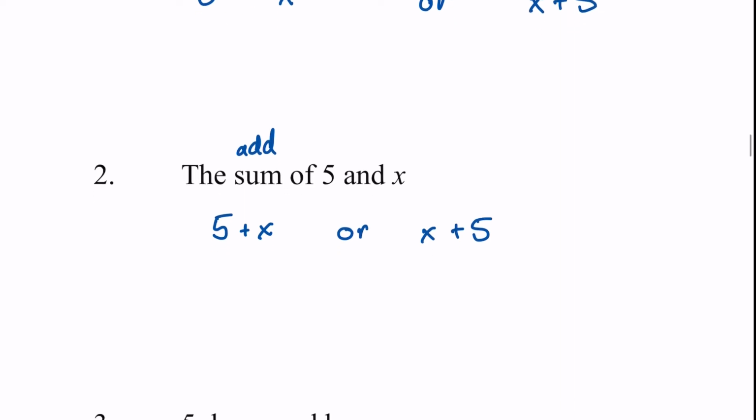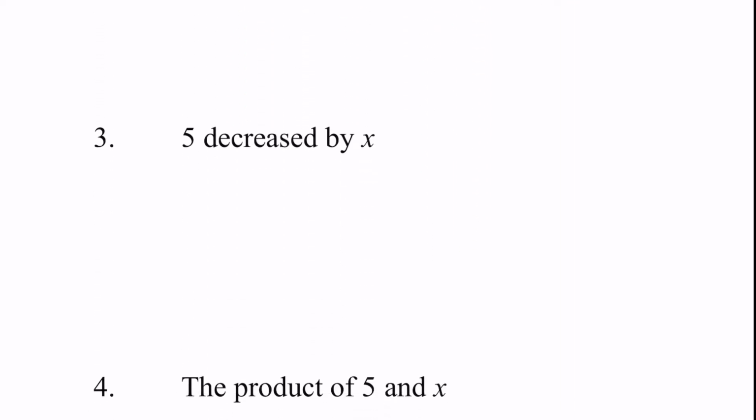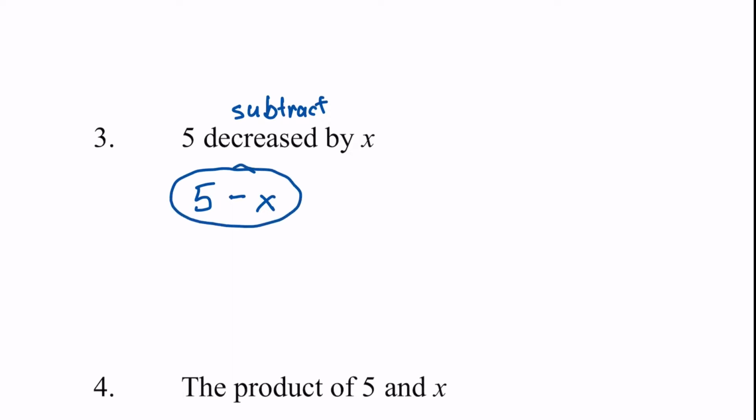All right, number 3, 5 decreased by x. You do want to be careful about the order here, because when you're talking about subtraction, you can't just switch around the subtraction or make the 5 negative or the x positive. The order does matter. So 5 is decreased by x. 5 is what we start with, and we decrease that, so we subtract x from it. So there is the answer there. You can't change the order. You can't do x minus 5. That would be a different expression.